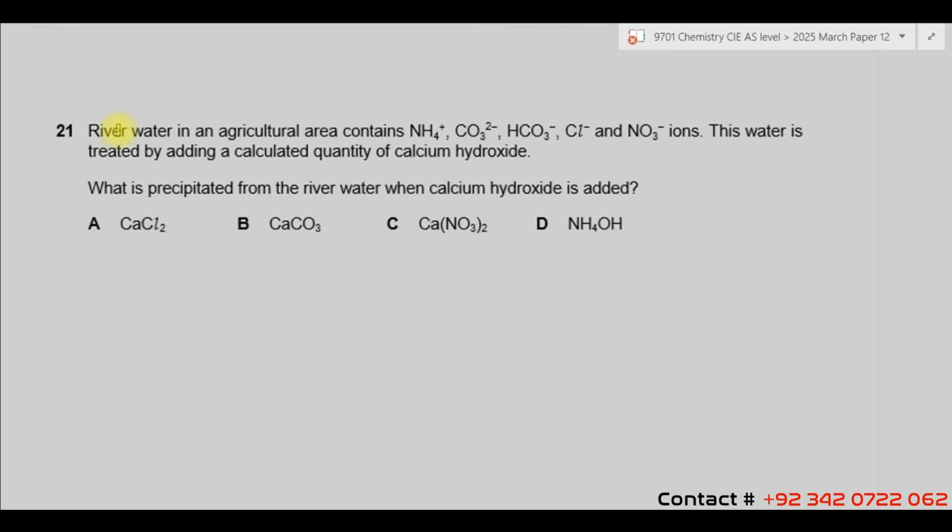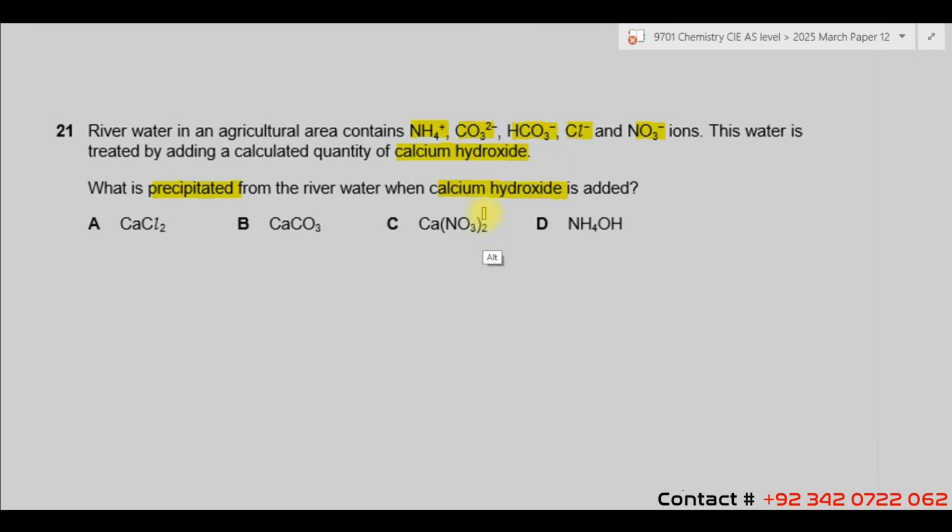Question 21. River water in an agriculture area contains ammonium ions, carbonate, bicarbonate, chloride and nitrate ions. This water is treated by adding a calculated quantity of calcium hydroxide. What is precipitated from the river water when calcium hydroxide is added?